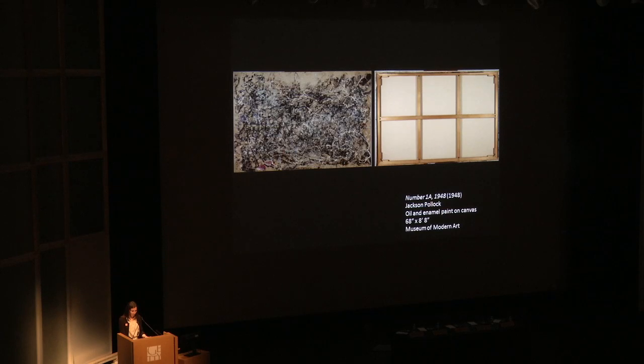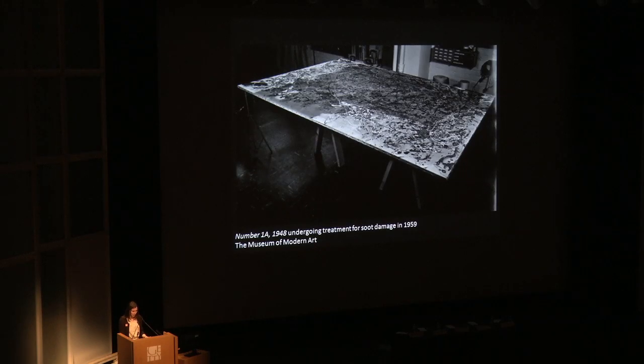Restoration of number 1A was strategically quite different from Echo from the onset, as its condition was complicated by significant damage it incurred during a fire at the museum in 1958. The painting was hanging in a stairwell adjacent to the site of the fire and was exposed to considerable heat and smoke.